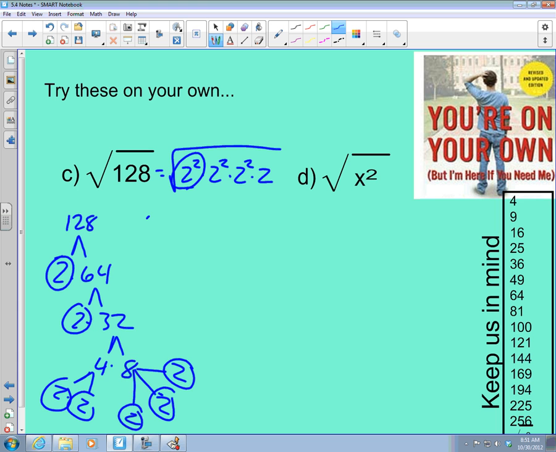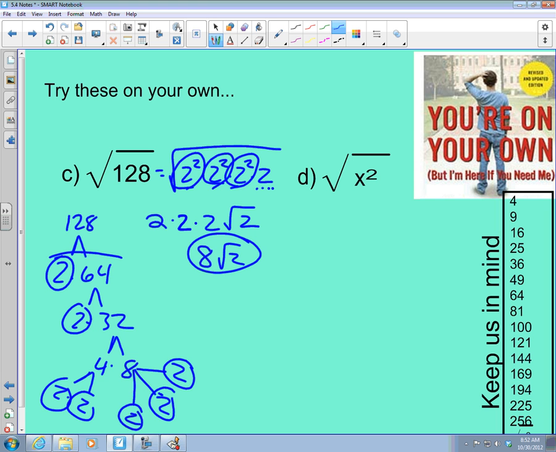So I can pull these 2 2's and put a 2 on the outside. Pull out these 2 2's, put another 2 on the outside. Pull out these 2 2's and put another 2 on the outside. I have to leave this one in because I don't have enough of them to pull it out. Square root of 2. Now we're just multiplying all these 2's. 2 times 2 times 2 is 8. 8 square roots of 2 is my final answer.